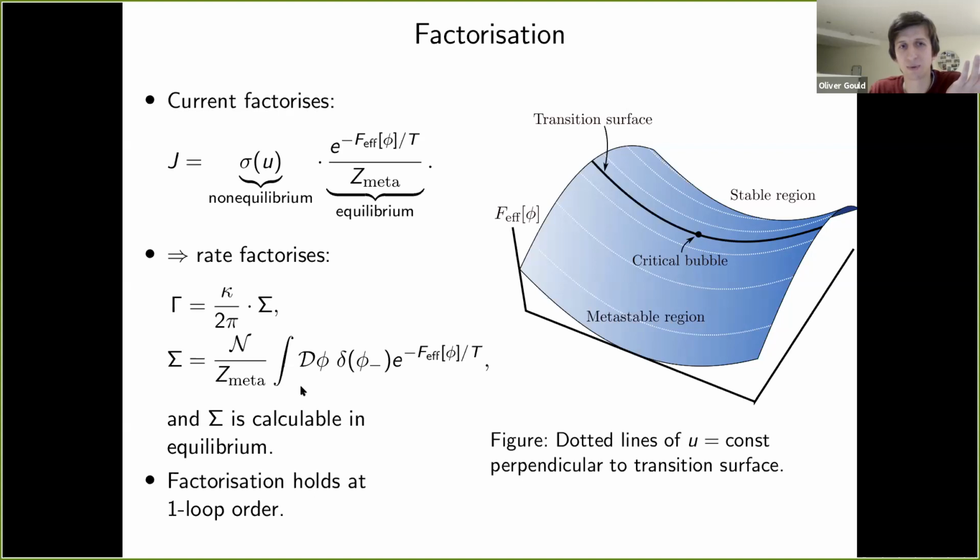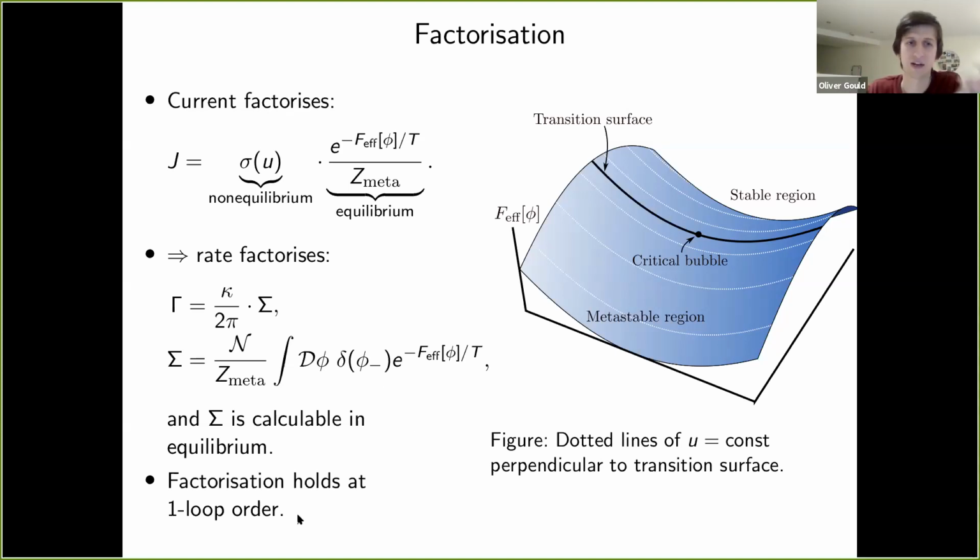And it has a very simple interpretation. So there's a normalization, but then we have an integral over all the states, Boltzmann weighted by this effective free energy, and with a delta function which says that the negative mode is fixed at 0, or rather that we're on the transition surface. This delta function tells us that we're on the transition surface. So this is just the Boltzmann weighted transition surface area.